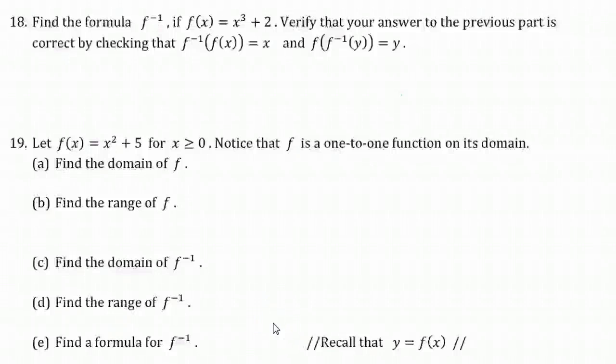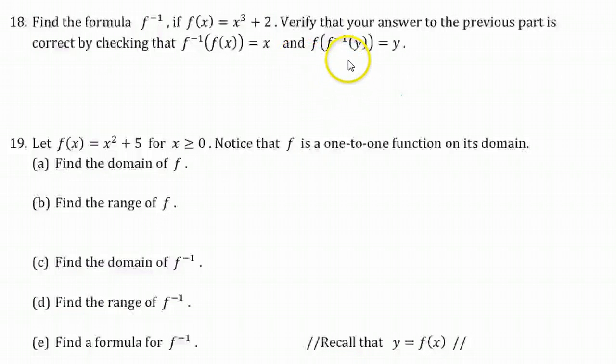Okay, in this last video, I'm going to work the rest of the problems out. Number 18 wants us to find the formula for the inverse, and then it also wants to check whether the functions undo each other. So this identity says if you start with the original function, you plug an input x into it to get the output f of x, and then the inverse function will send that output, that y value, back to where it came from, back to x.